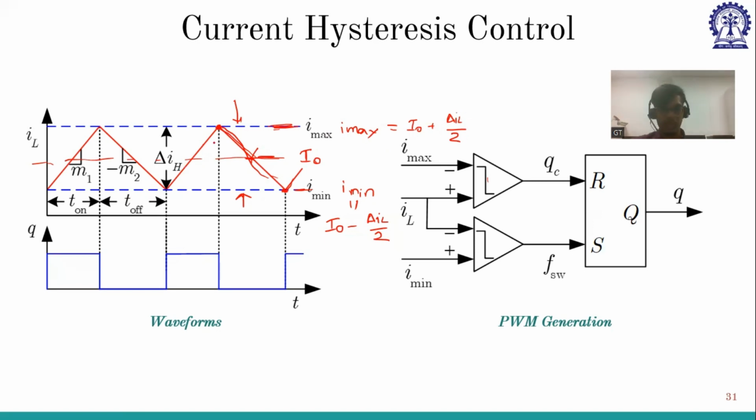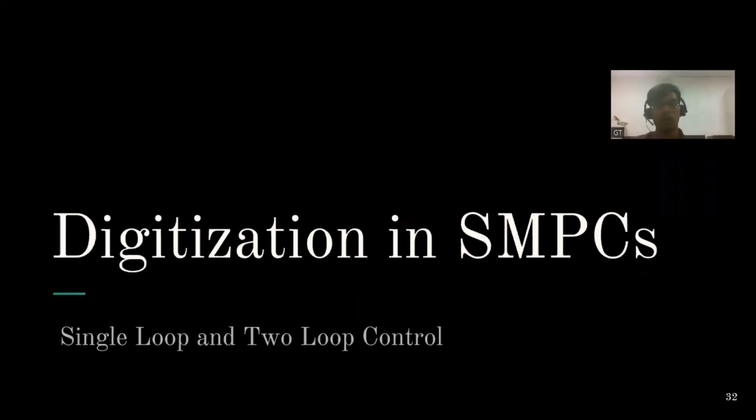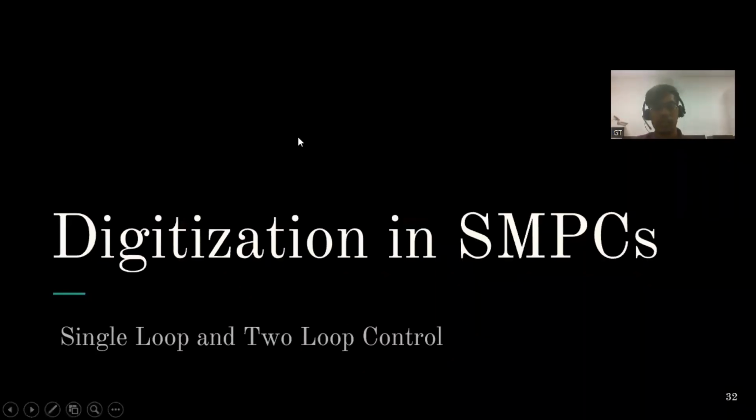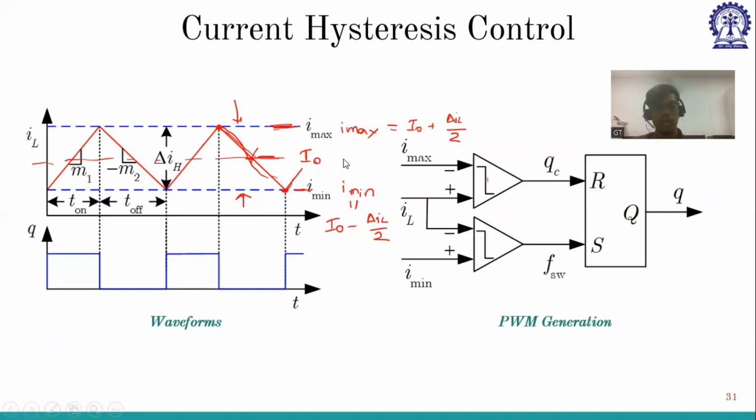And here it does not vary, right? On time, off time, we are not controlling that. We are only controlling the ripple. So this ripple constraint is giving the on time as well as off time. So this is all about the current modulation techniques and everything.